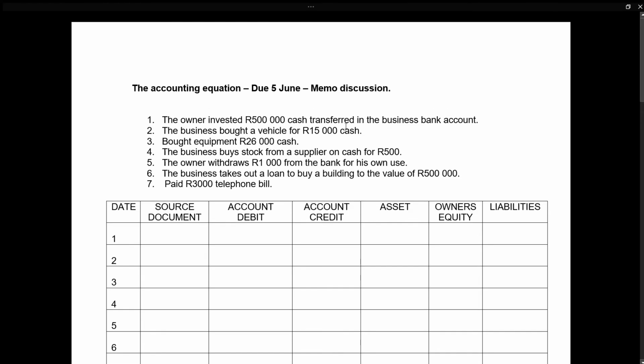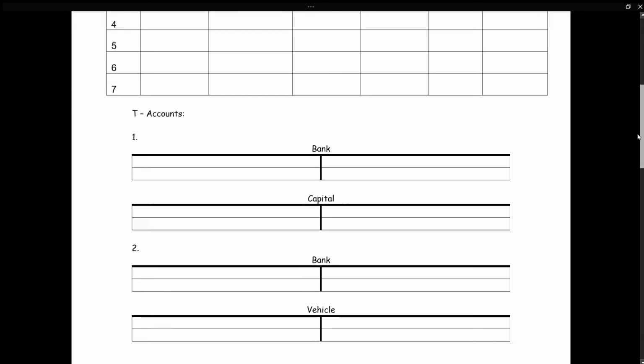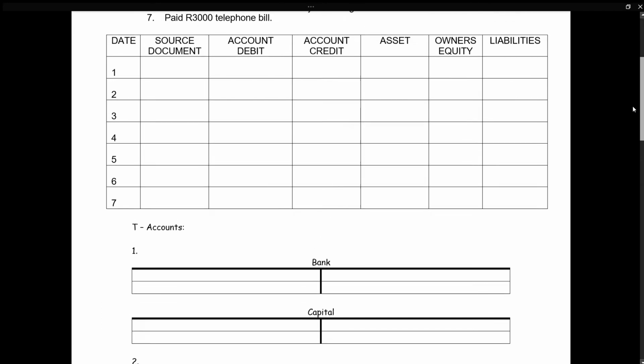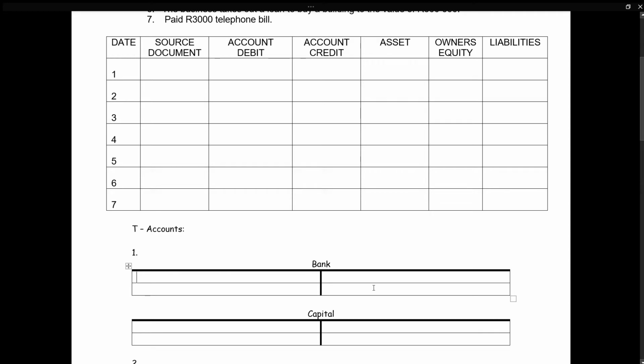Right, so the first one. The owner invested 500,000 Rand cash transferred in the business bank account. So firstly, we need to identify the two accounts. We know that in grade 8 we work with only cash transactions, so one of the accounts will always be bank. Now, if the owner transfers money into the business bank account, we know by definition it can only be capital.